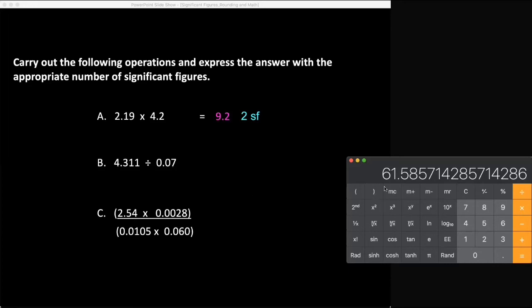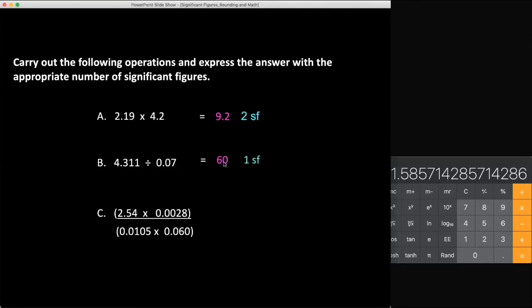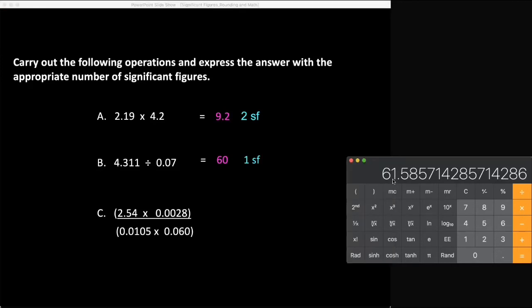0.07 has 1 sig fig. So I'm going to round this 1 down to 0 for a final answer of 60. So now I have my 1 significant figure. Now, if that 1 was 5 or greater in this answer, I would have rounded up to 70. So that's how I knew to go to 60 right there.